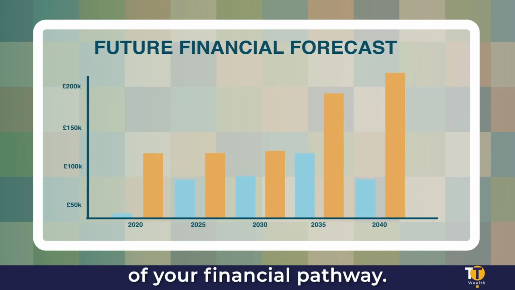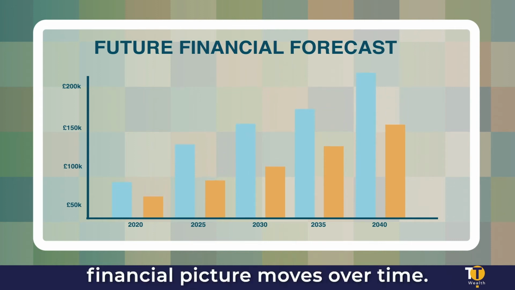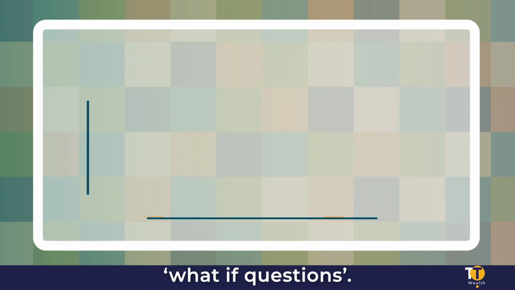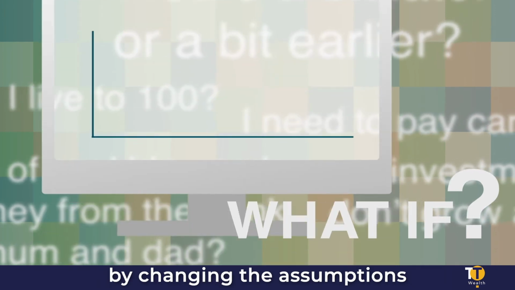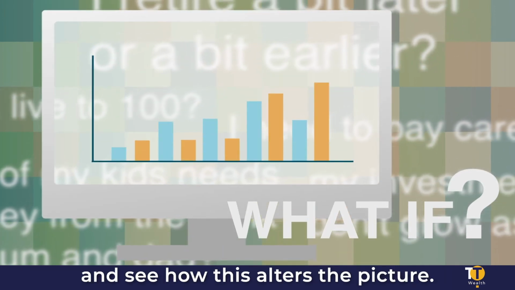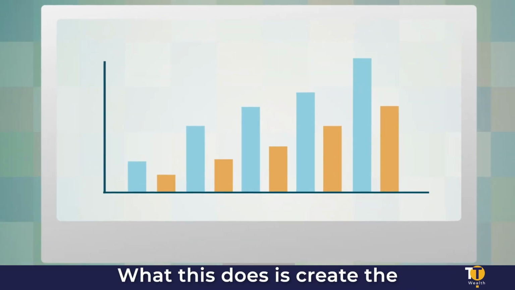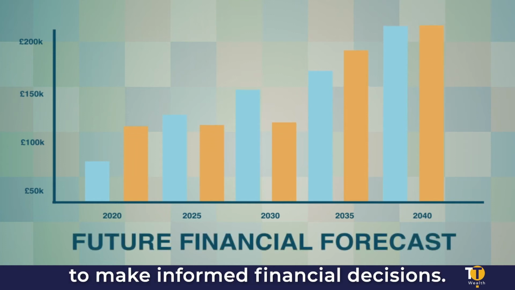This gives you a picture of your financial pathway, a long-term income and expenditure pattern, which shows how the financial picture moves over time. You then start to address what-if questions. You then adjust the cash flow model by changing the assumptions and see how this alters the picture and the future pathway. What this does is create the best platform possible, a foundation on which to make informed financial decisions.